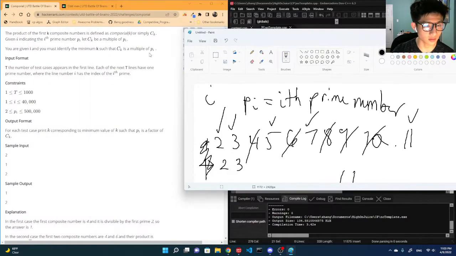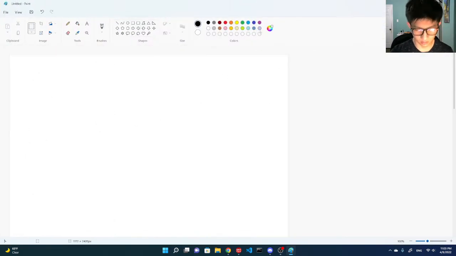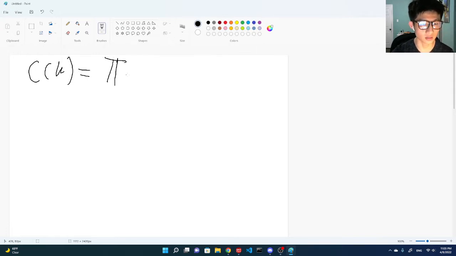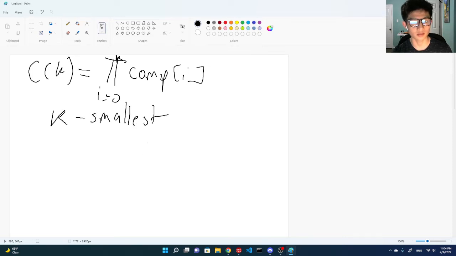So then here's the next thing. c_k is the function. They sometimes put subscripts. But c_k is the composite-orial up to k. Got it? Like we said earlier, that is the product of the first k composite numbers. The question is, what is the smallest k that we can make it so that it's divisible by the ith prime? That's a lot of stuff there.